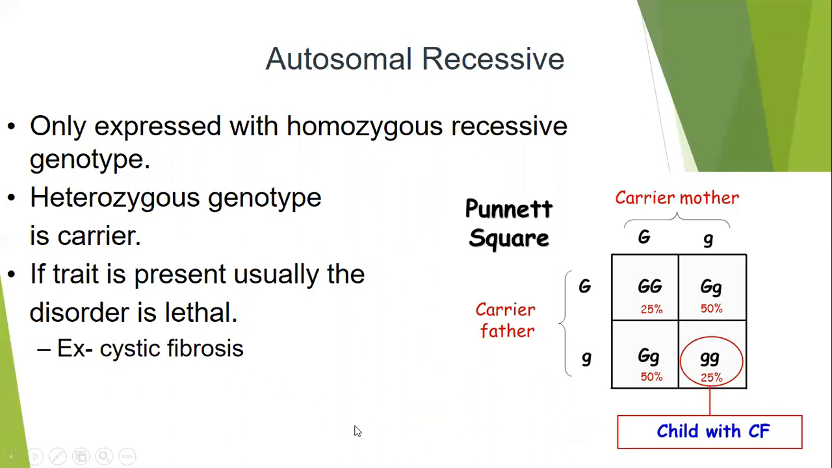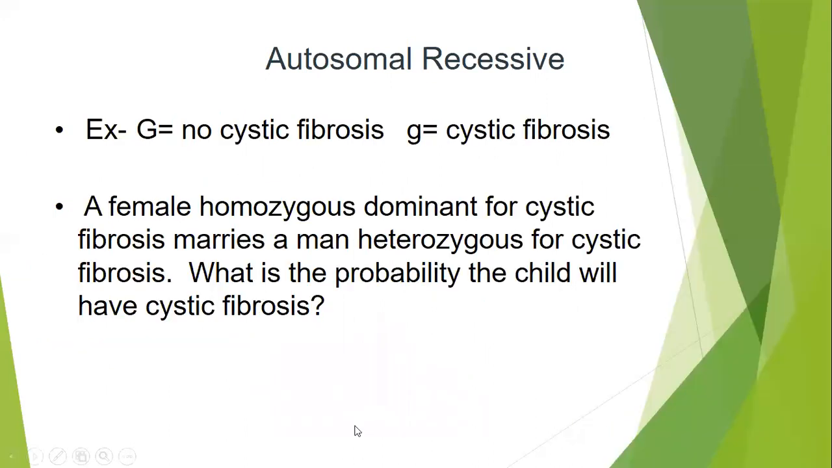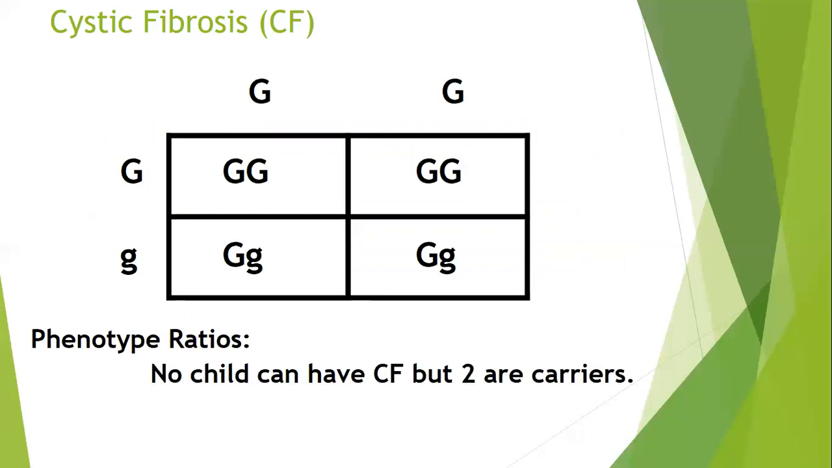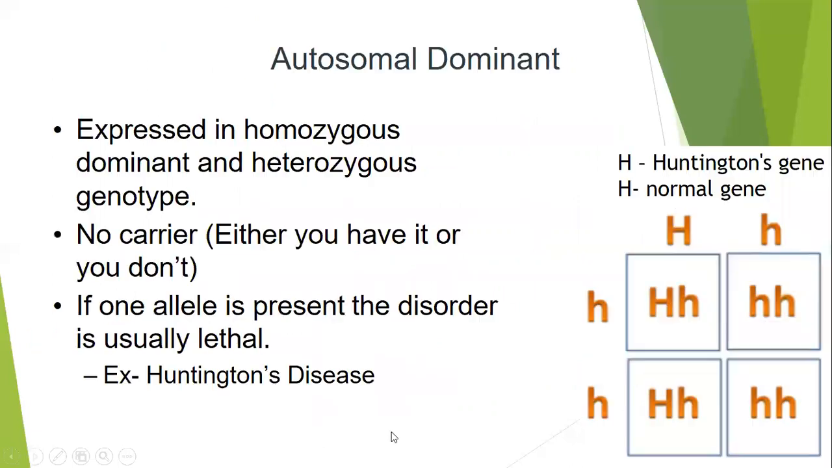Cystic fibrosis is an example. Here is a Punnett square showing the possibilities. In other words, 2 children can carry, but because the mother does not carry, no children can have the disorder.